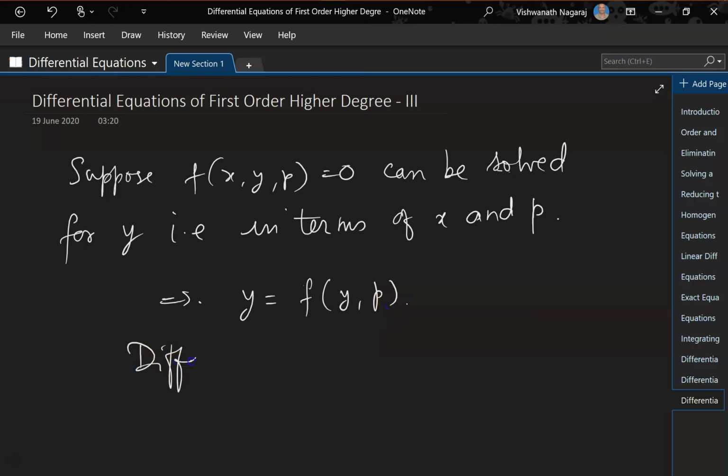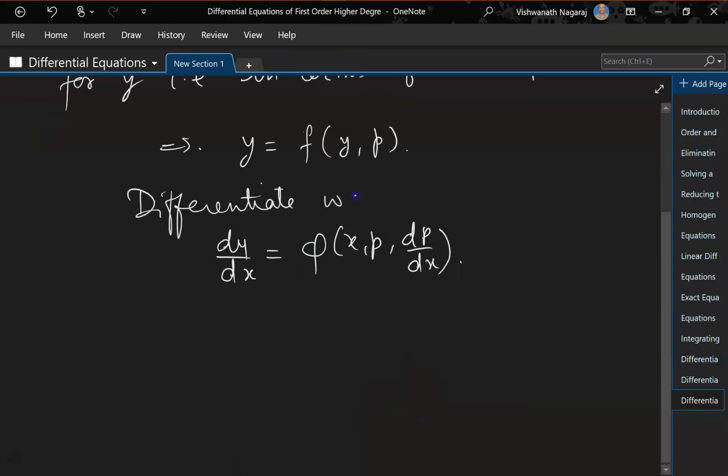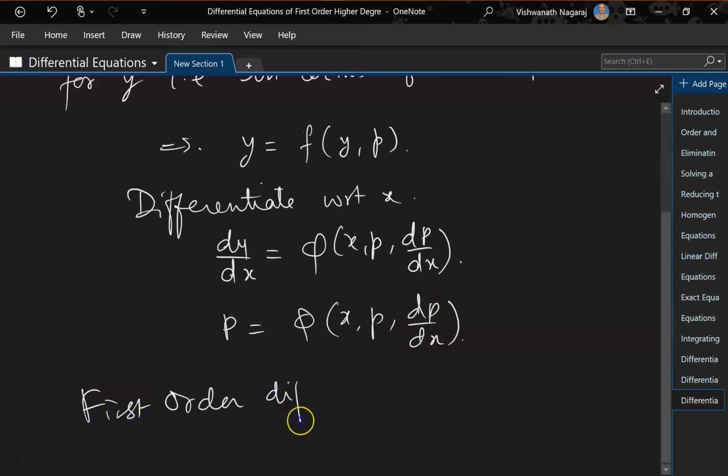Now if we differentiate this, we get dy by dx is equal to, let's say, a function phi of x comma p comma dp by dx. We are differentiating with respect to x. Now dy by dx is nothing but p, so p is equal to a function of x, p and dp by dx. Now this is a first order differential equation in x and p.